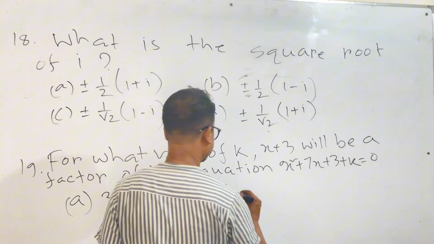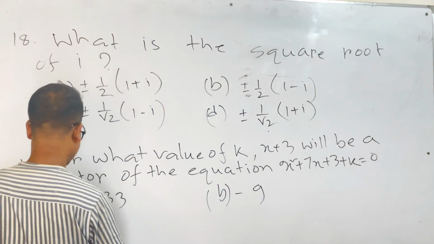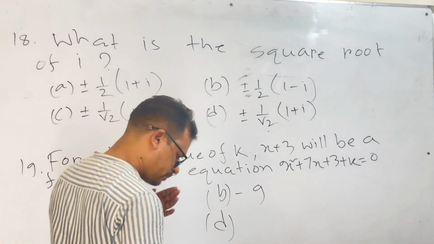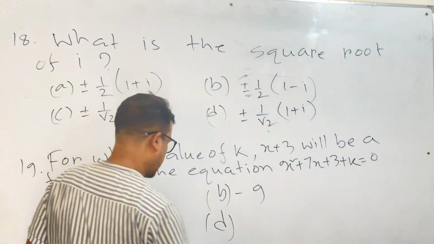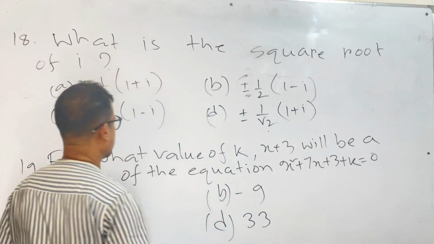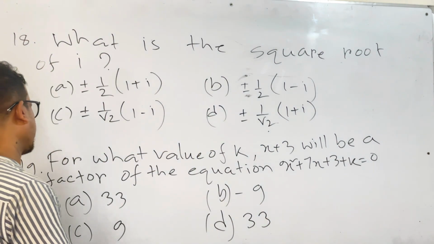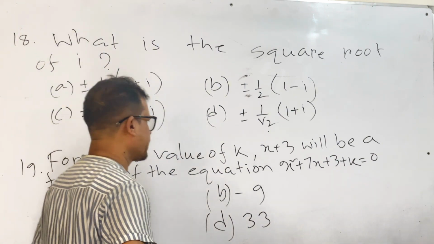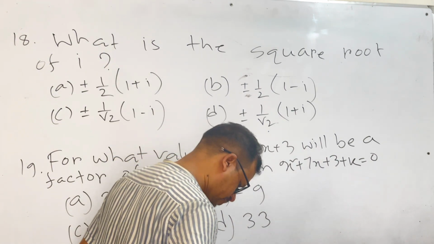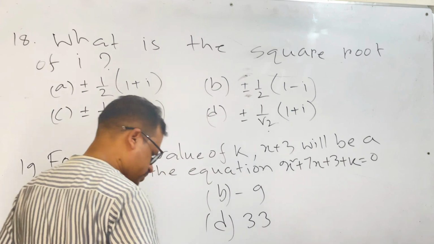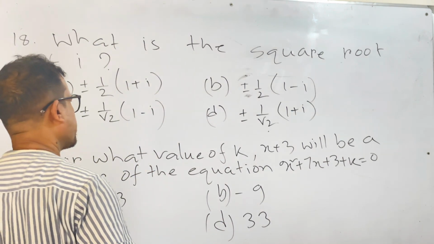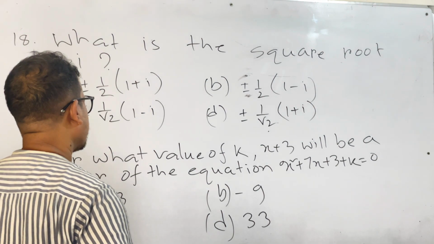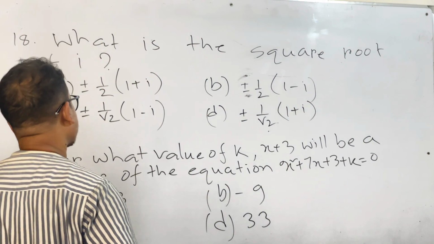We have to find out the value of k. x plus 3 will be a factor of the equation x square plus 7x plus 3 plus k. The given equation is x square plus 7x plus 3 plus k equal to 0, and one factor is x plus 3. We have to find out the value of k.